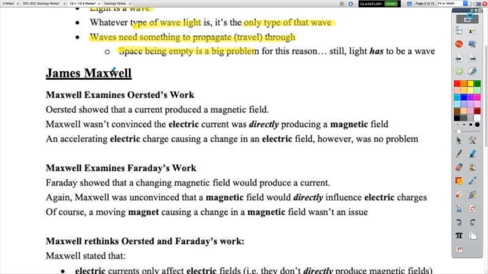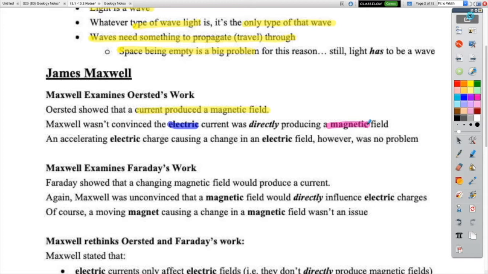Okay, so the first thing he did is he took a look at Ørsted's work. Now, Ørsted, you might remember, showed that a current produced a magnetic field. Now, Maxwell did some nitpicking that at first you go, okay, guy, whatever, right? But he was not convinced that this electric current was directly producing a magnetic field. That seemed weird to him, right? So why is electricity affecting a magnetic field? Only magnets should do that.